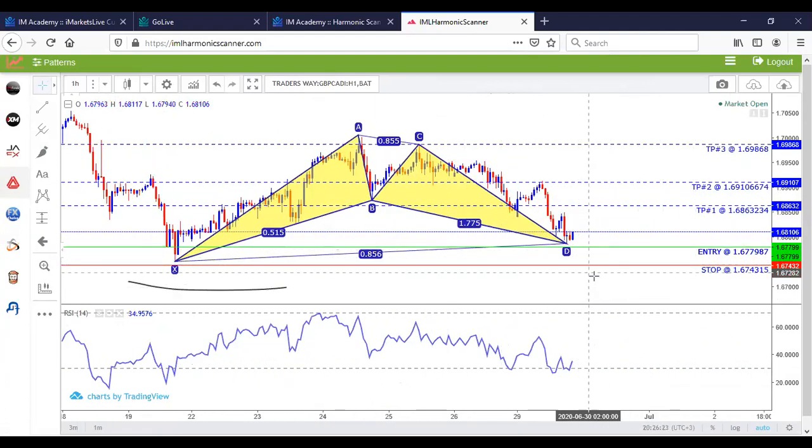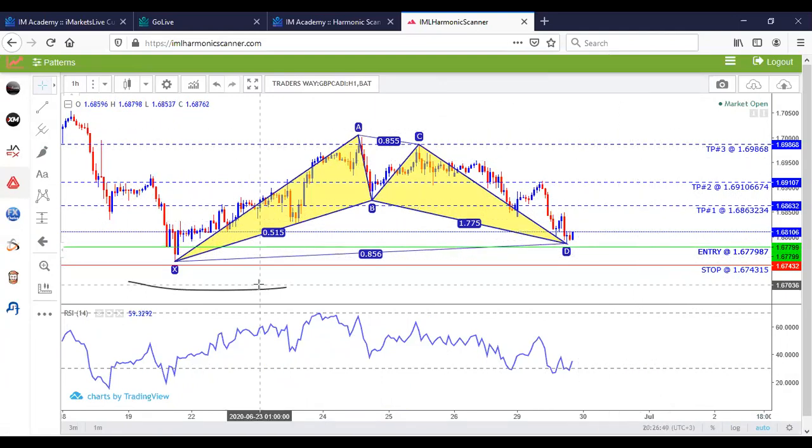So for GCAD, you can see the entry point was here. The stop loss is here. TP1 is here. TP2 is here. So since the take profits are above the entry point, this means that this is a buy. This is a buy idea.